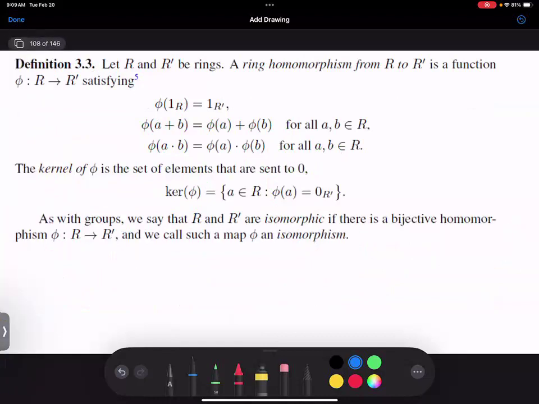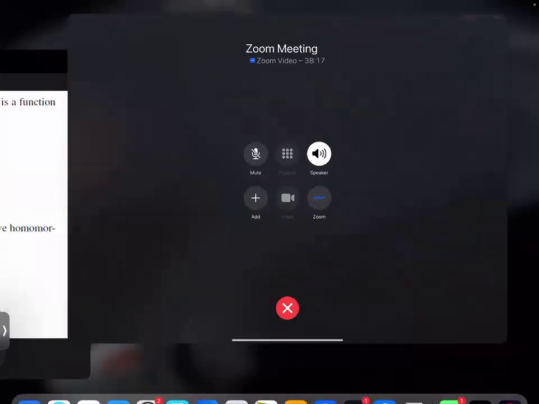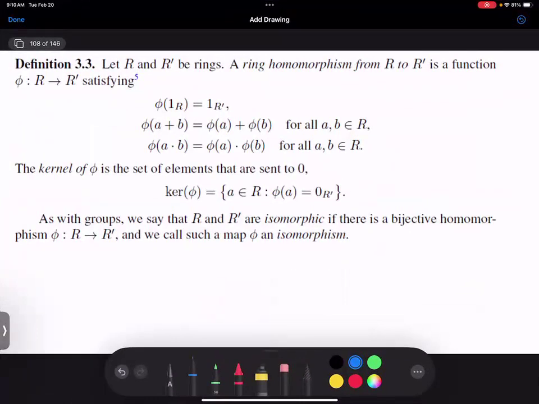Okay, so next we're going to let R and R prime be rings, and a ring homomorphism from R to R prime is a function phi satisfying the following three properties. The first is that it sends the multiplicative identity to the multiplicative identity. It then respects addition: phi of a sum is the sum of the phis. Now we have to be a little bit careful here. When I look at a plus b, where is the addition in a plus b relative to?